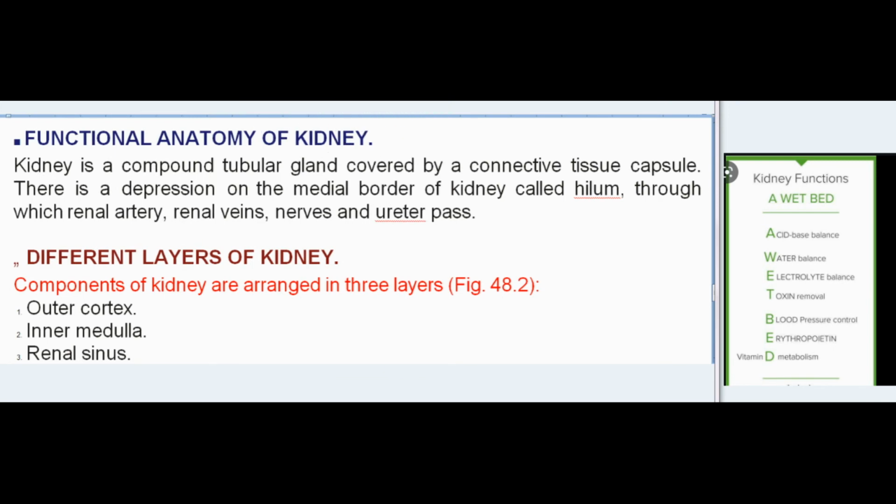Functional anatomy of kidney. Kidney is a compound tubular gland covered by a connective tissue capsule. There is a depression on the medial border of kidney called hilum, through which renal artery, renal veins, nerves and ureter pass. Different layers of kidney. Components of kidney are arranged in 3 layers, Fig 48.2. Outer cortex. Inner medulla. Renal sinus.